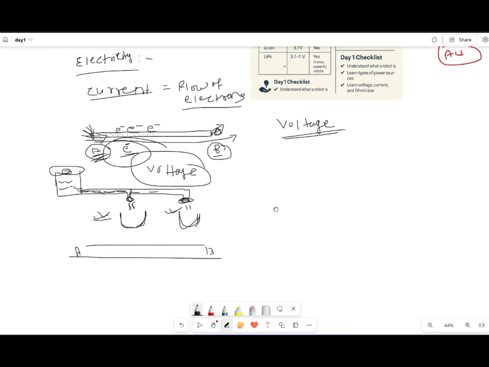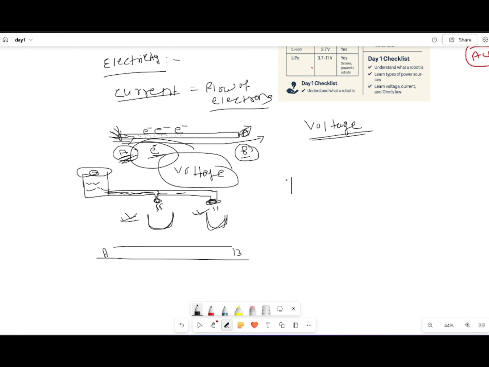And we have one more thing. We have one more thing, that is called resistor. Clear?